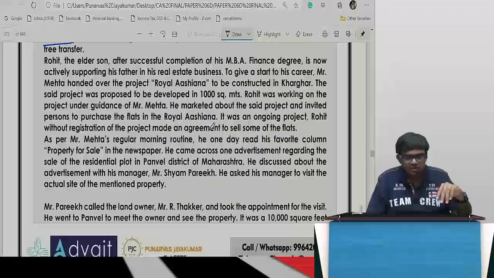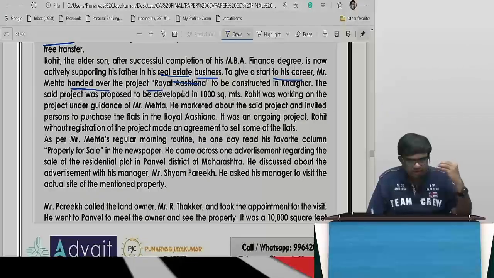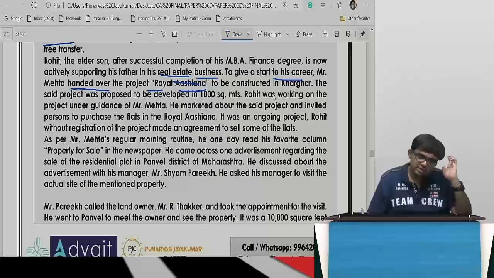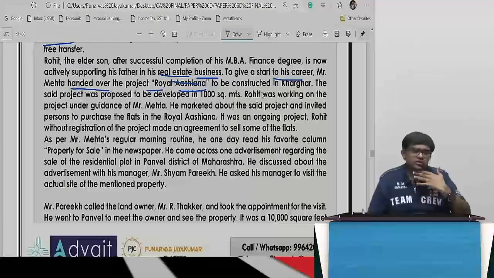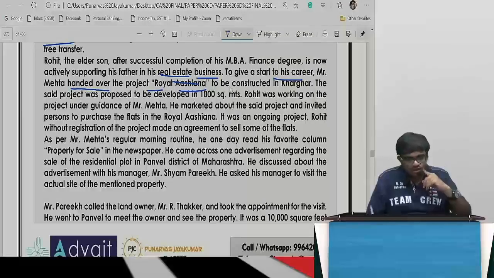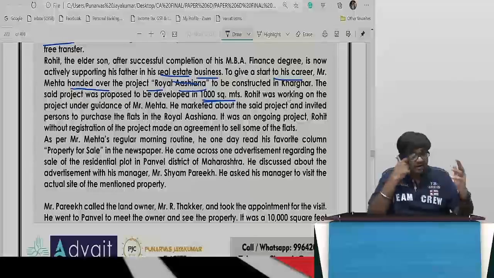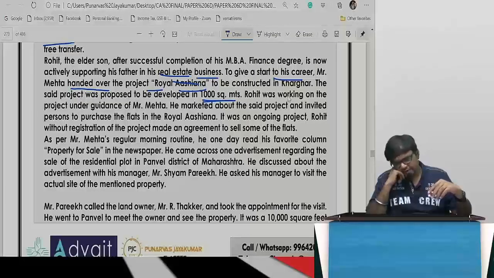Rohit, after successful completion of MBA Finance, is now supporting his father. So to support his career, he handed over the entire project, Royal Ashiana, to be constructed in Kharghar. So the struggles of the rich, unfortunately, they don't have any base, so the father will give everything. Said proposed development 1000 square meters, 500 square meters, now it is 1000 square meters. So RERA applicable or not applicable?